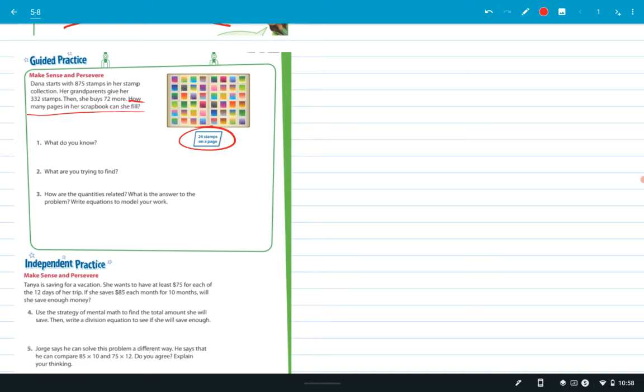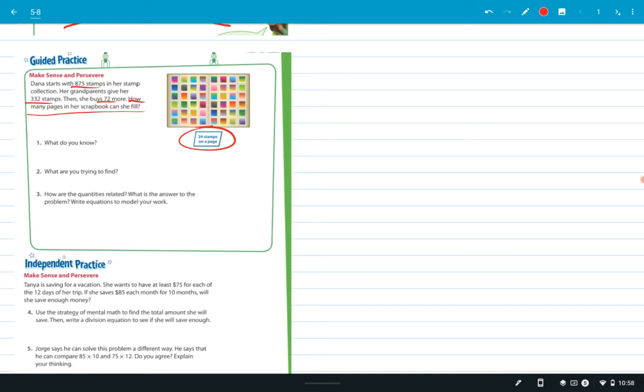How would you figure this out? Ms. Adams? You would add 875 plus 332, then 72, and then you would divide that by 24. Yep. You're going to add those three up and then divide it by 24.